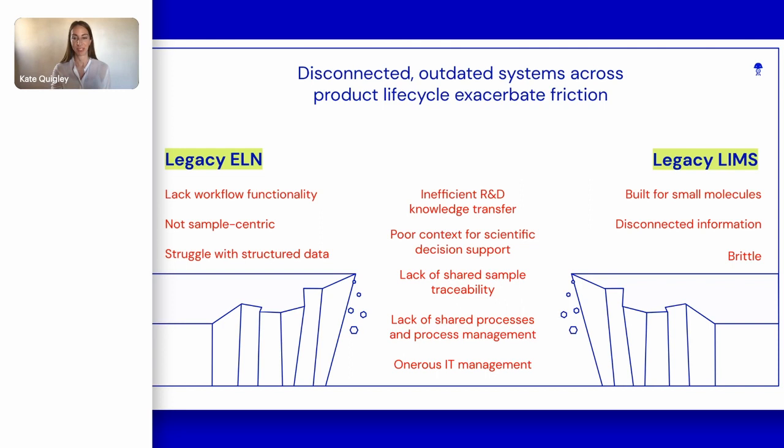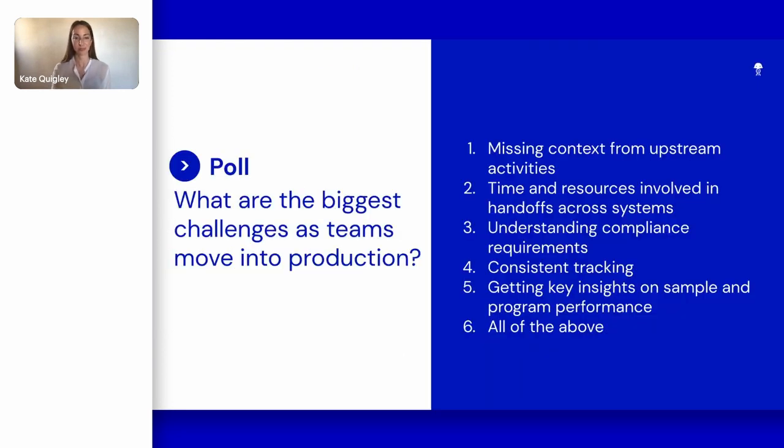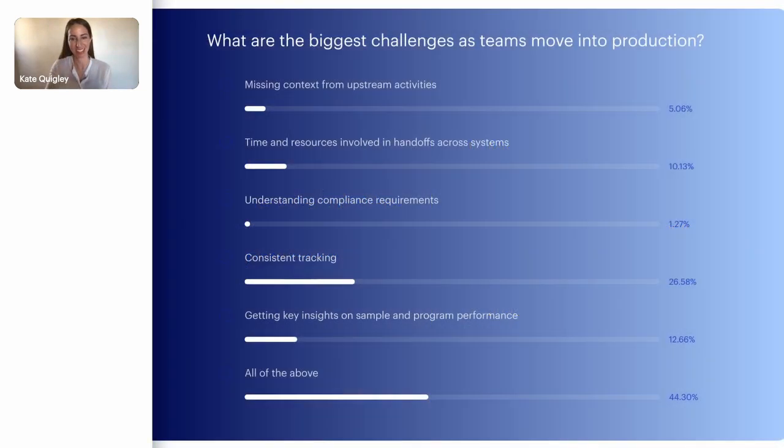Let's jump into a poll, see if any of these are resonating. What are the biggest challenges as teams move into production for your organization? Take a peek over at that poll tab and see if one or many of these might be relevant to your experiences. I'm really happy to see that so much engagement really does track to what we'll end up hearing from Keith's story at the end. He'll talk a lot about the consistent tracking. And of course, all of the above is something we hear often from a lot of customers. There's not just one kind of challenge everybody's experiencing, but many. We'll keep going back to the presentation.